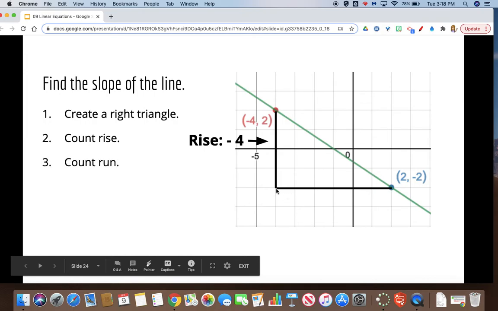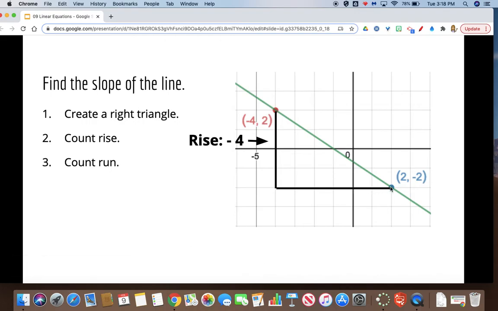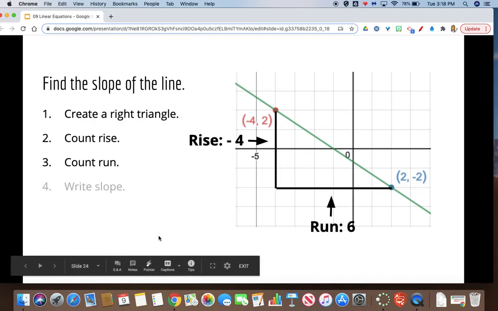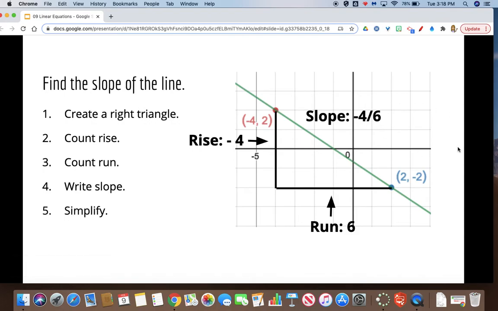And then we can count the run. 1, 2, 3, 4, 5, 6. When we write that as slope, -4 over 6, we would want to simplify that because we could divide them both by 2 to get -2/3.